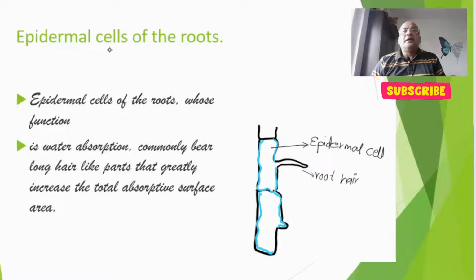Now let's see the epidermal cells of the roots. As we have already discussed, the epidermal layer is present throughout the plant body, and it is also present on the roots. The function of the epidermal cells of the roots is water absorption, which is the main function. So they commonly bear a long hair-like structure, which is called the root hair.